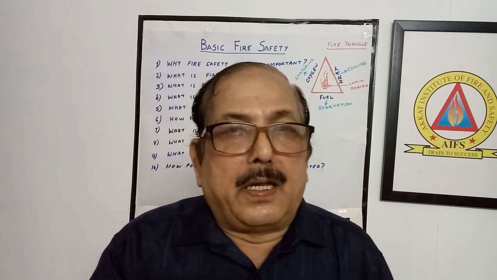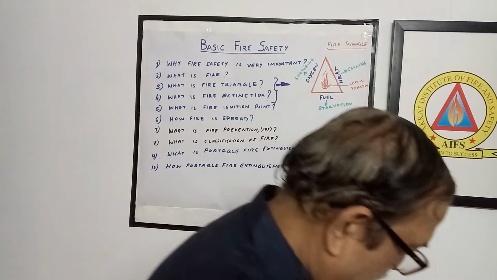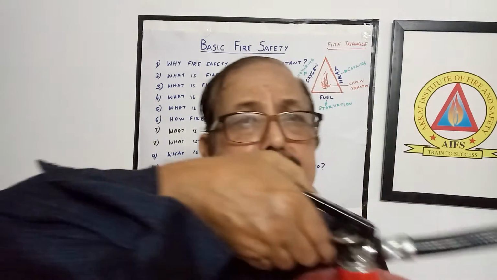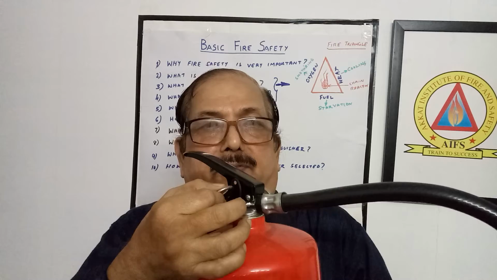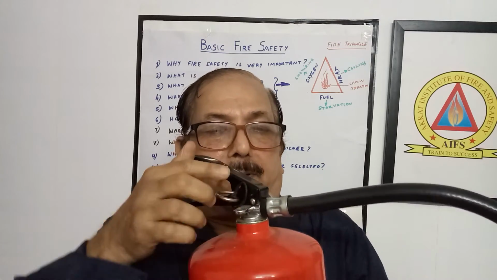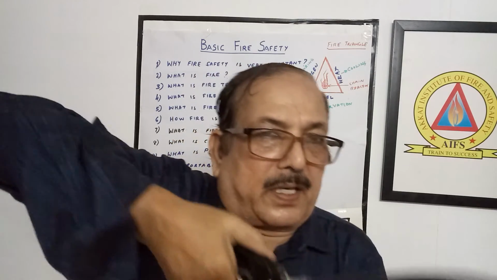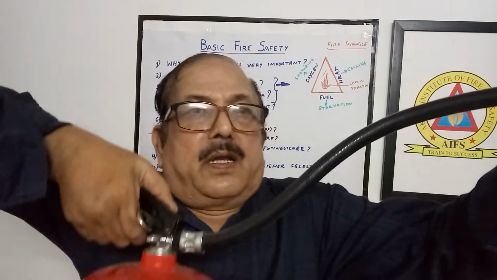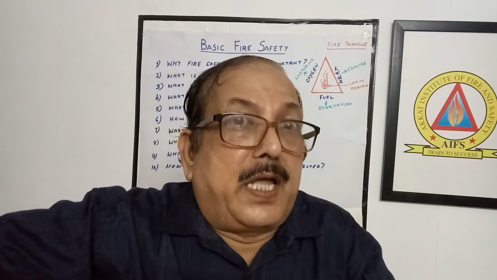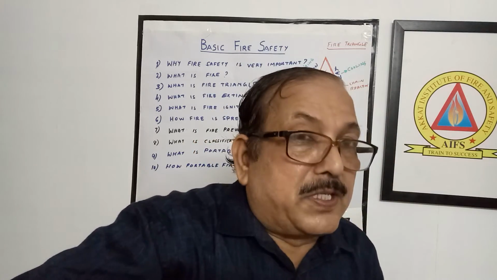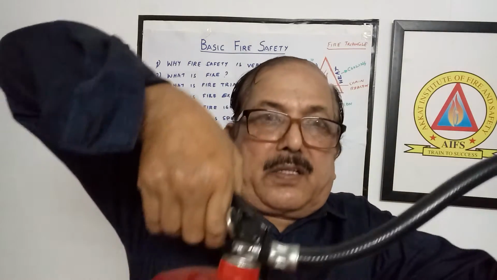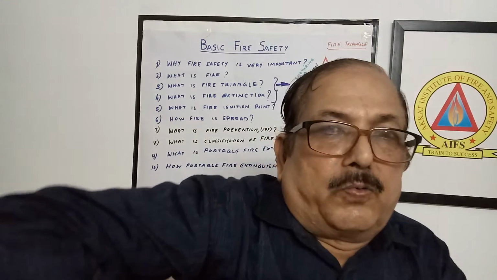P-A-S-S. P means pull the pin. You can see on this fire extinguisher a safety pin is there. You just have to pull this safety pin. That is P, pull the pin. Then this hose is there. You have to hold this hose and aim at the base of the flame. That is A. Then S means squeeze. Squeeze means press this one. And sweep means you have to move it like this.